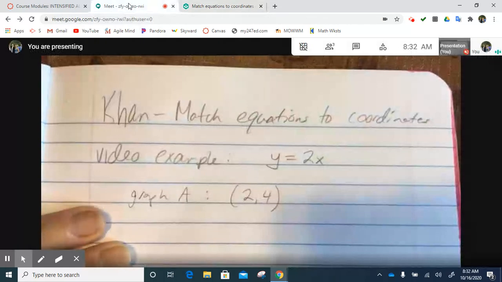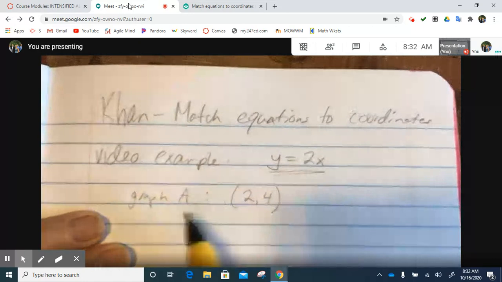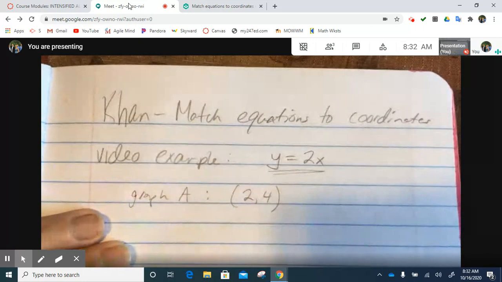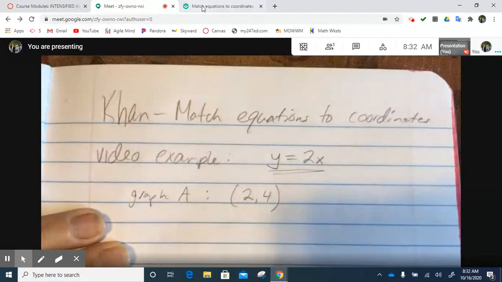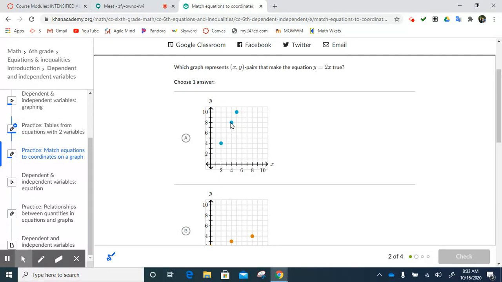So this is what I have on my paper so far. I've got my equation, and then I have graph A, got point 2, 4. And then we need one more point. It looks like 4, 8. So I'm going to write that one down too for graph A, 4, 8.